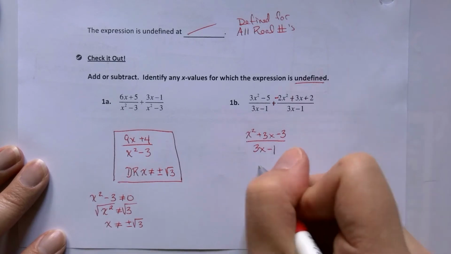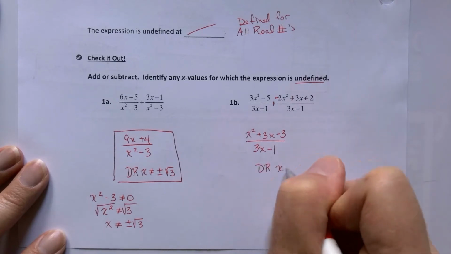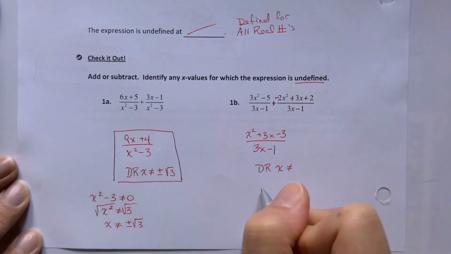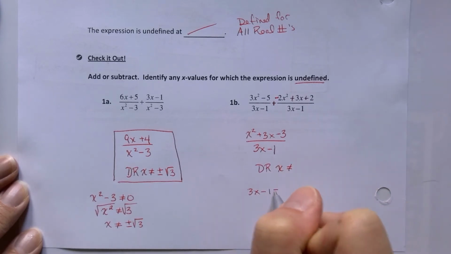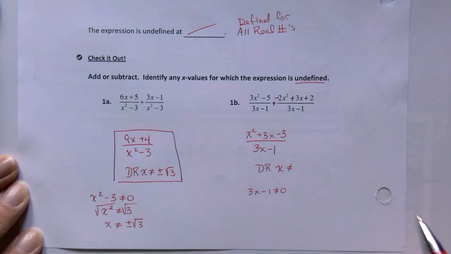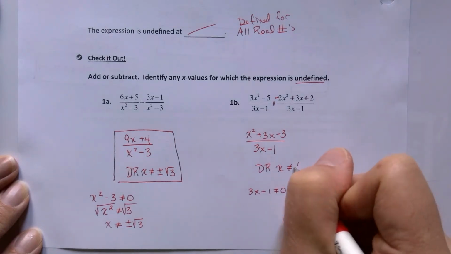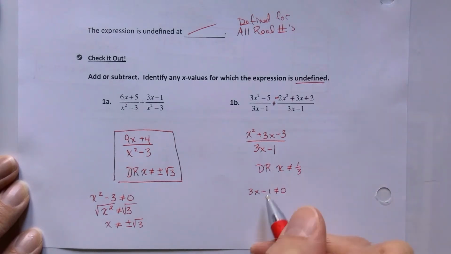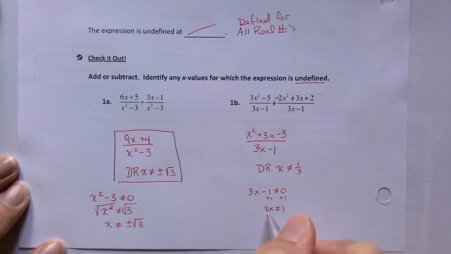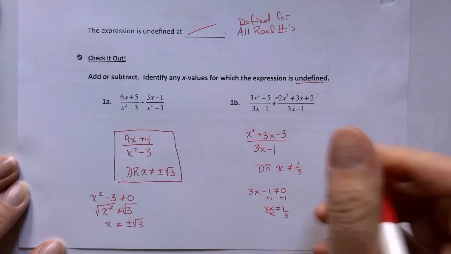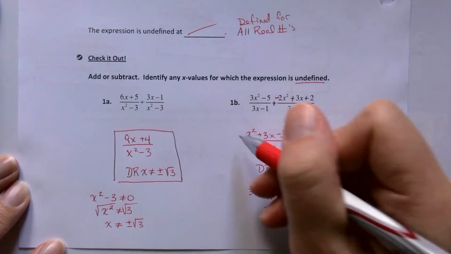And let's talk about our domain restriction. What can't x equal? All right, so we would take our denominator, 3x minus 1, and set it so it does not equal 0. So a lot of us can do that in our head, and we've got the 1/3. But if you're unsure of that, just like solving them before, add 1 to both sides. You get 3x cannot equal 1, and then divide both sides by 3. And that's where I got that 1/3 from.